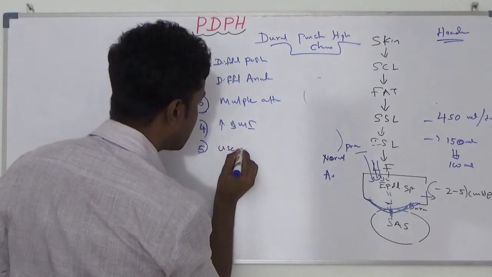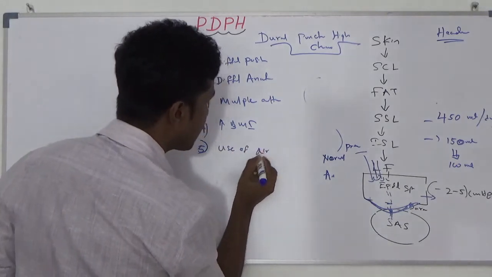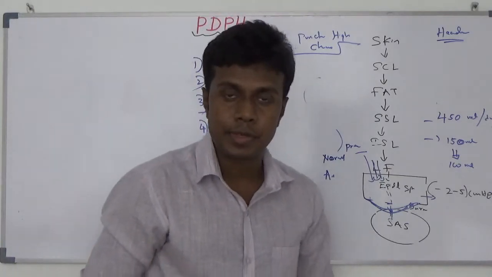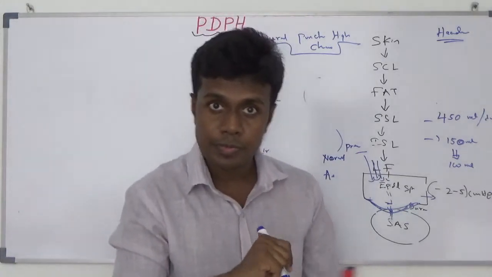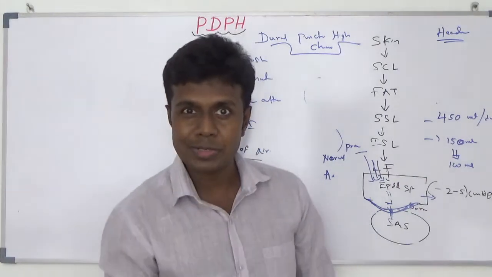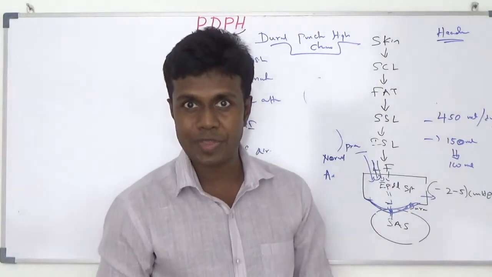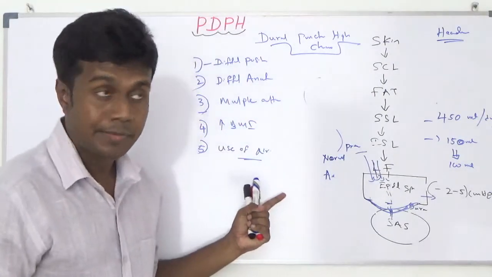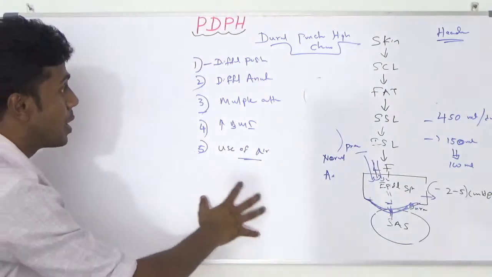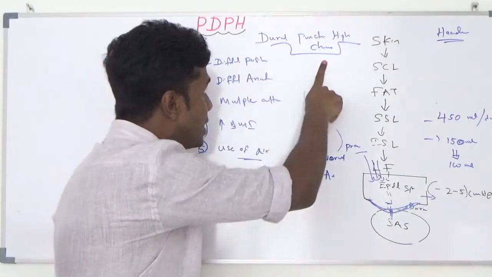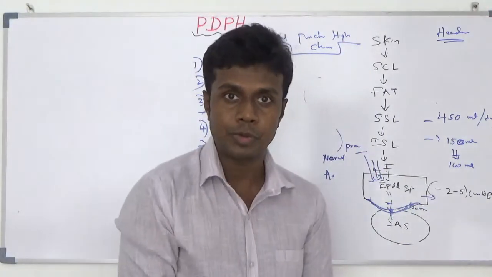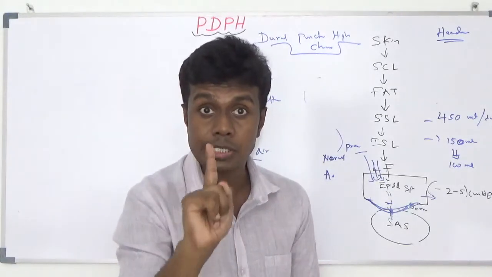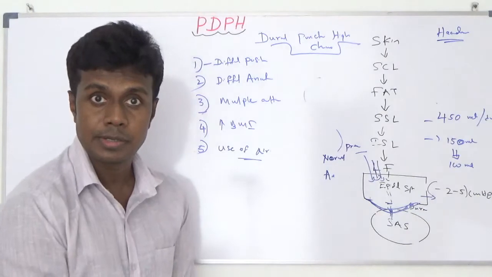Use of air to identify the epidural space. You can use air or normal saline. Use of normal saline is much better than use of air in that case. Those are the people who have a high chance of developing dural puncture.